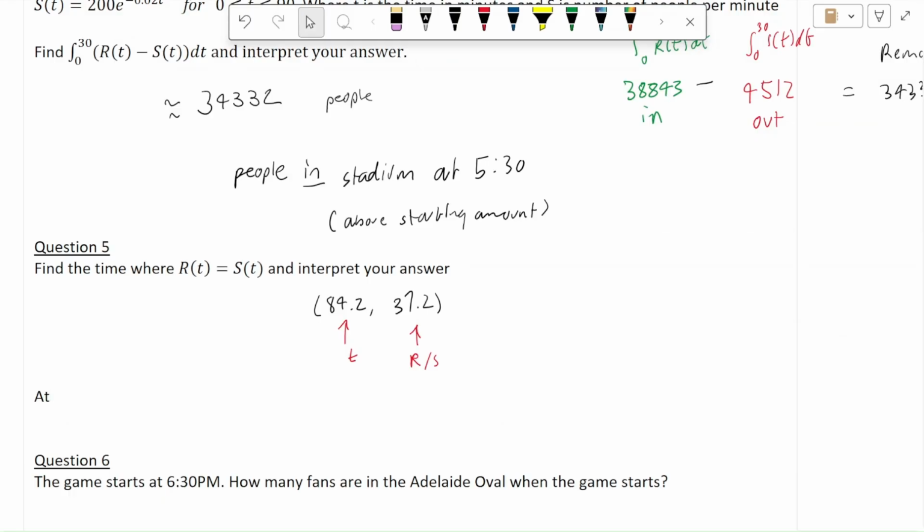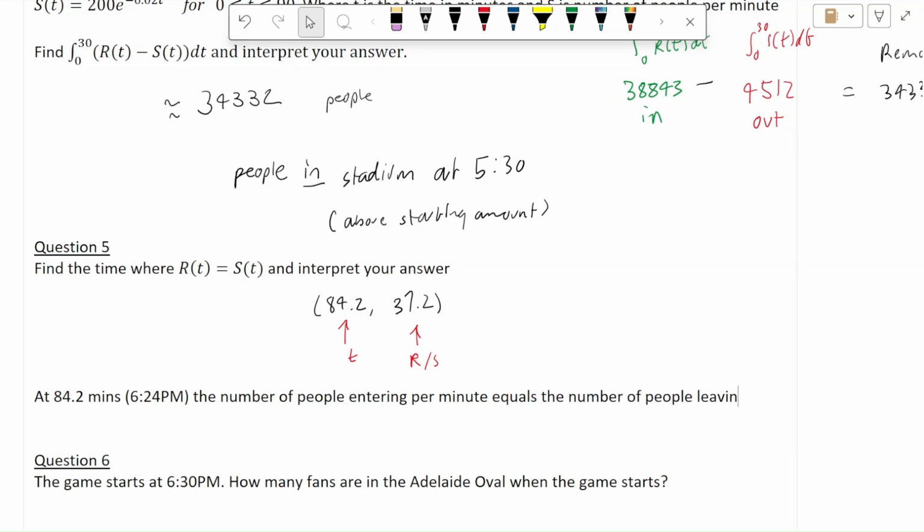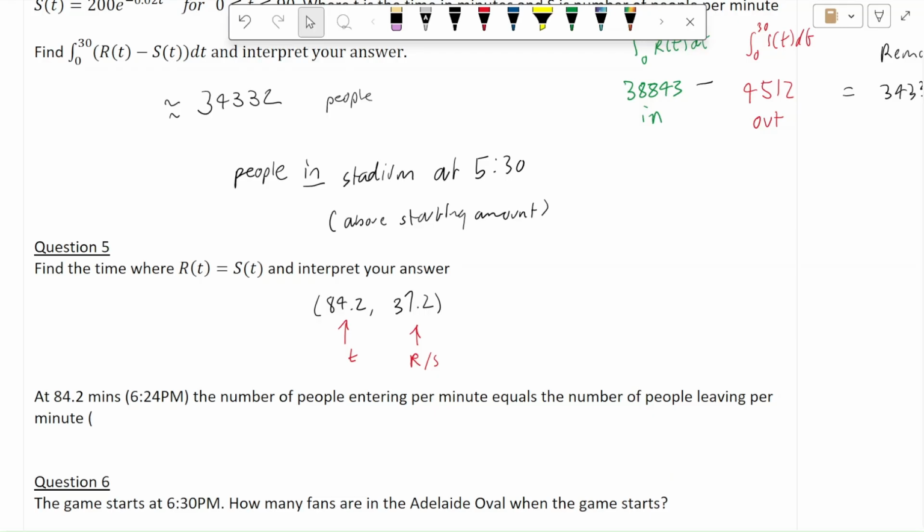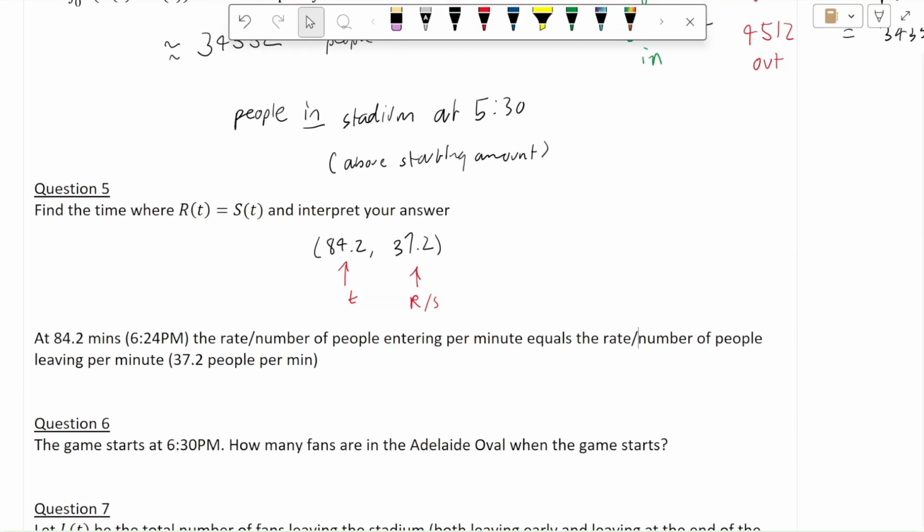So at 84.2 mins, so this is 6:24 p.m., the number of people entering per minute equals, and I guess number is appropriate, it's like a rate, equals the number of people leaving per minute. This is 37.2 people per minute in both cases. So I'm just going to say probably the rate / number there, just to be extra clear. So that's how we interpret that one there.